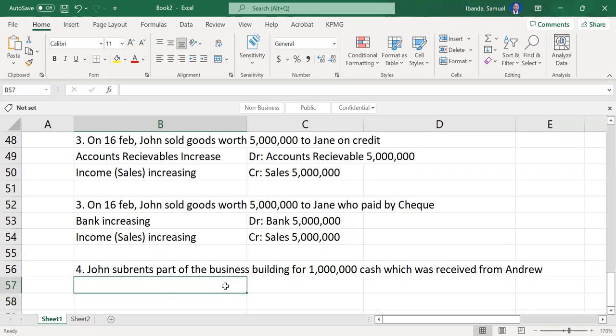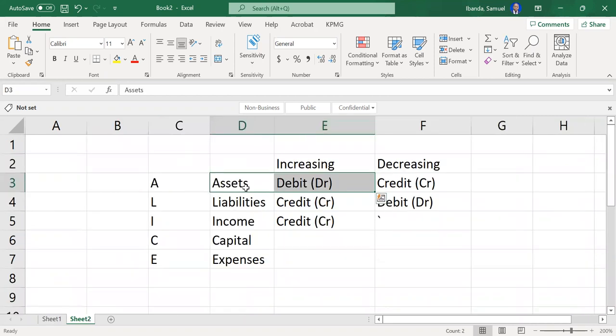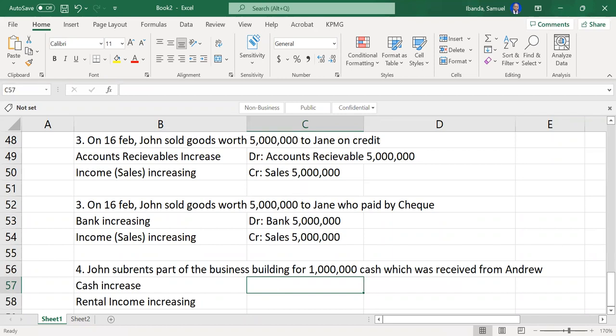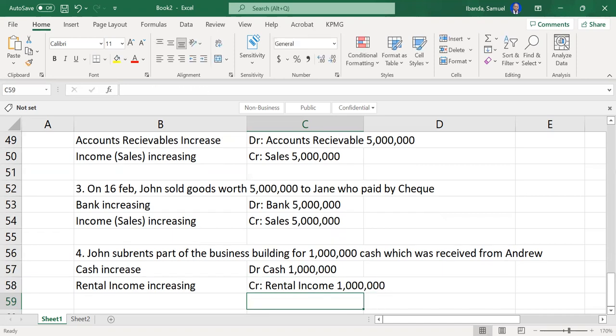So if we have 1 million cash which was received from Andrew, in our double entry here, we shall look at it from the perspective that there is an income being received. In this case, it will be our rental income increasing, and then our cash will also increase as this person pays cash. When assets are increasing, we debit them. So in the same way here, we shall debit our cash with the 1 million. And since rental income is increasing, in this case, we shall not credit sales, but we shall credit rental income with 1 million. So their income has increased.